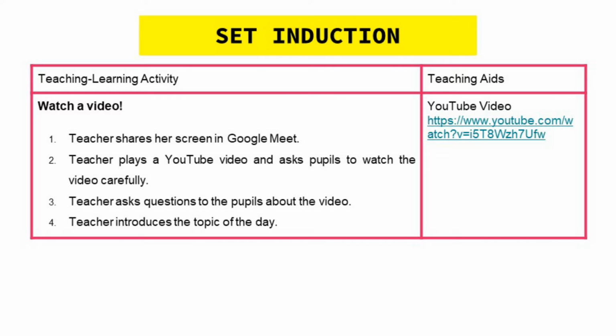To start off the lesson, the activity that will be done with the pupils is to have the pupils watch a YouTube video. This can be done when the teacher is sharing her screen to the pupils on Google Meet. Not only will the teacher have the pupils watch the video, some questions pertaining to the video will also be asked to the pupils, and some discussion of the answers will take place before the teacher introduces the topic of the lesson.